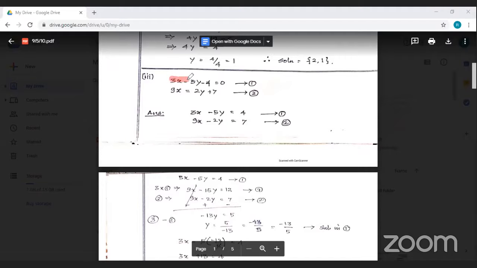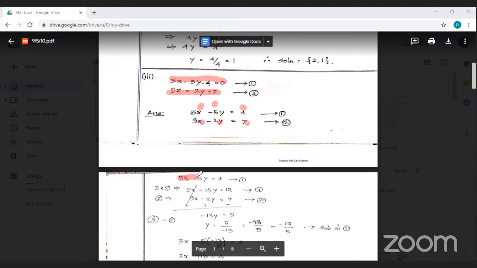3x + 5y - 4 = 0, 9x = 2y + ... First, you have to put it in the standard form. 3x - 5y = 4. 9y minus 2y is equal to 7. Any doubt in this? No doubt, sir.